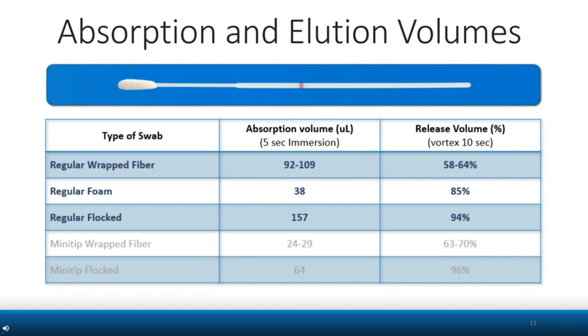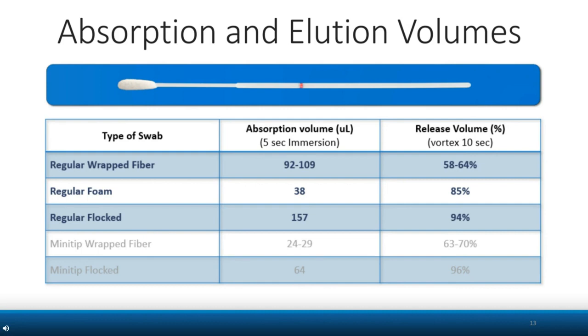So in the center, you can see the absorption volume for each one of these regular type swabs. And the regular type swabs would be a swab that would be used for a nasal specimen or a throat collection specimen. And as you can see in comparing these three different types of swab, the regular flock swab absorbs the most volume, over 150 microliters is absorbed onto the swab, compared with foam, which absorbs only 38 microliters, and a regular traditional wrapped fiber swab or spun swab, which will absorb around 100 microliters.